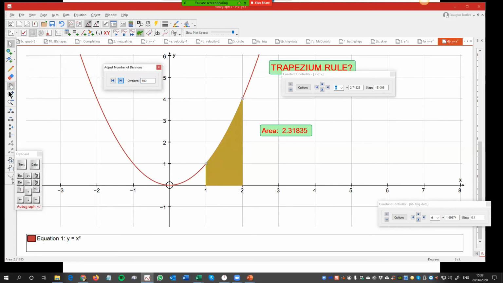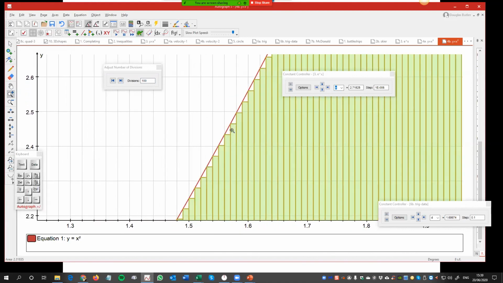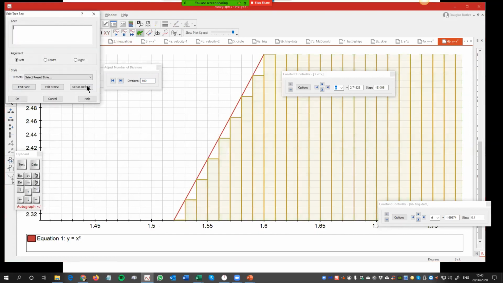If we zoom in on this, you can see what's actually happening. And then students may say, well, this isn't a very good way of working out an area. It only works when you've got an infinite number of these. Well, okay. How about using a trapezium rule? Good idea. So let's just put the information up about the area.